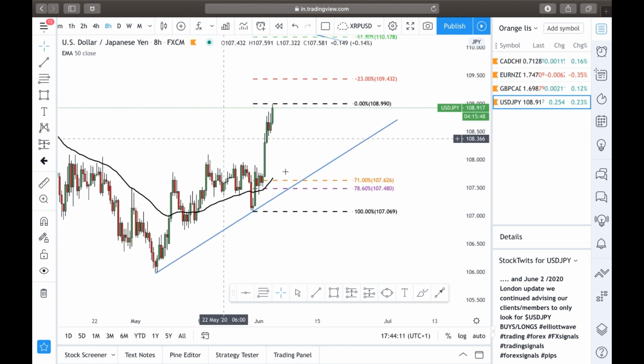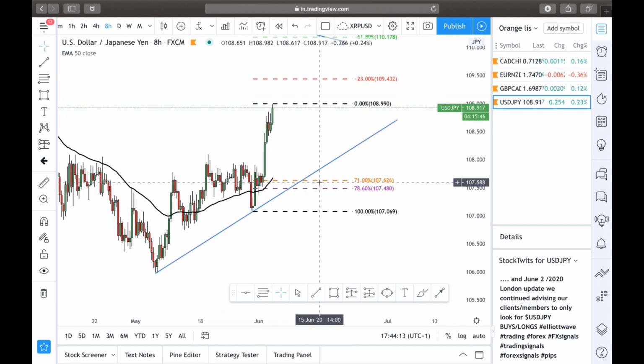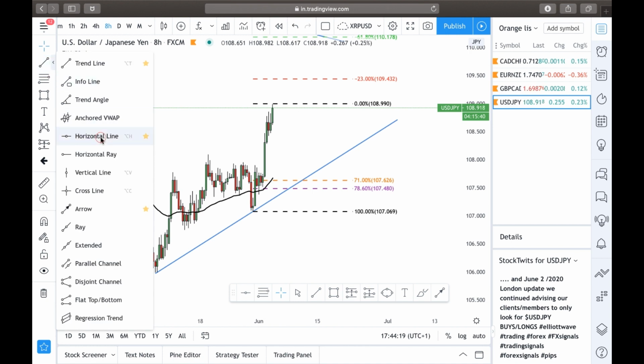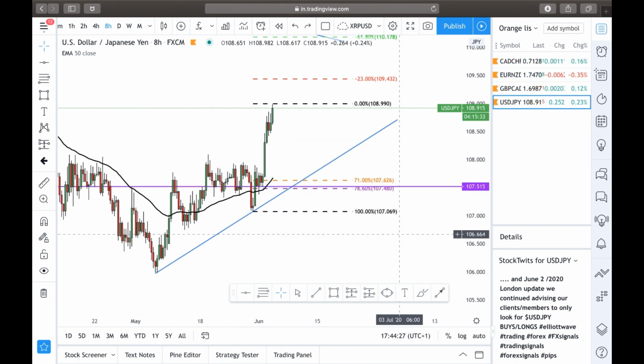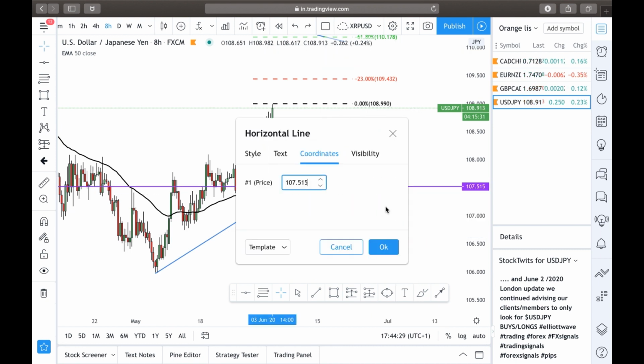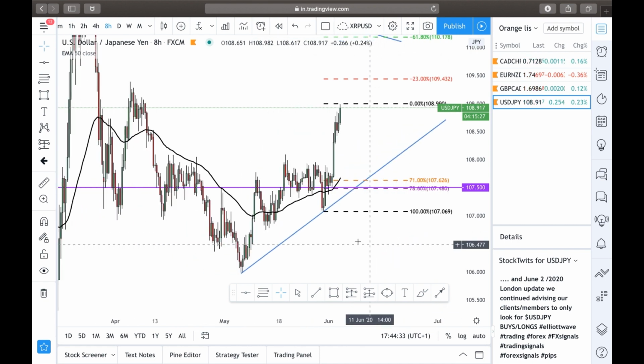So cool. So we've got the fib levels down here. Is there any psych levels around this region? Yeah, we've got the 107,500 level. So let's stick a horizontal line on that. Oh, my bad. Cool. So that's perfect.